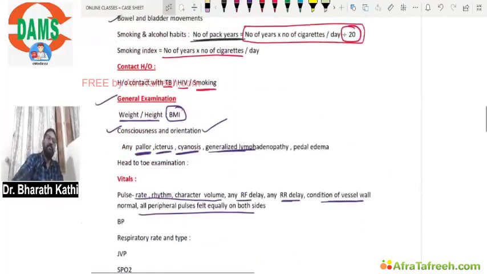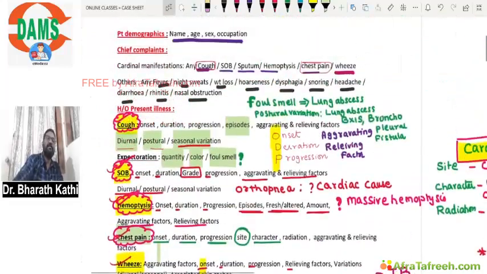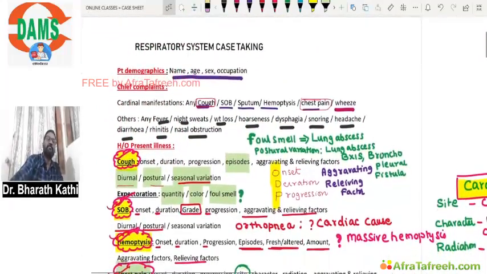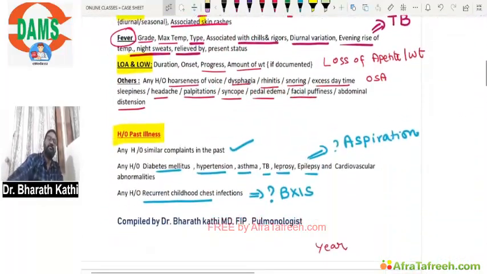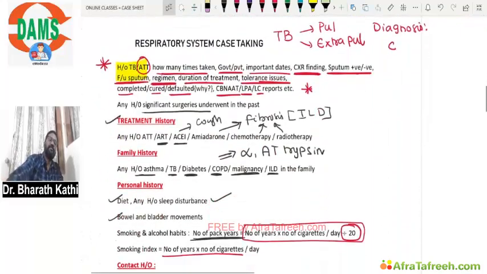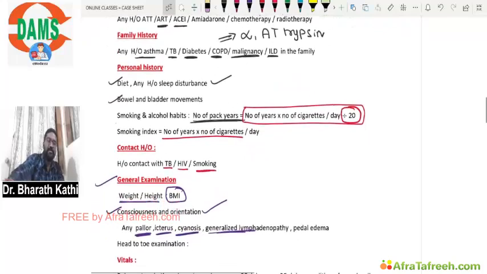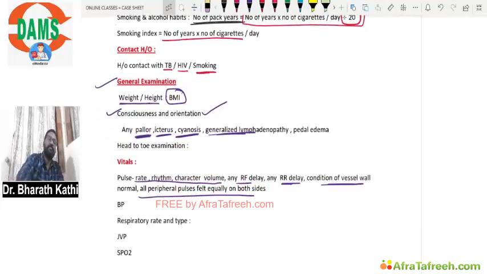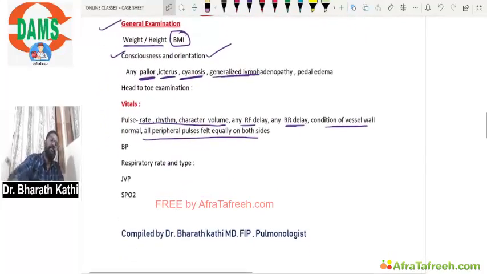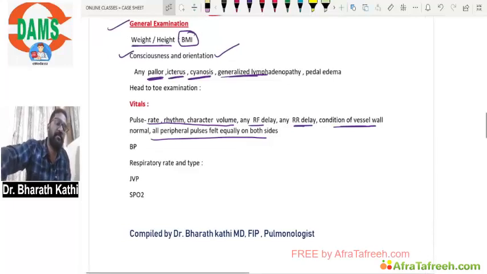So till now we have discussed the basic case taking: patient demographics, chief complaints, history of present illness, history of past illness, treatment history, family history, personal history. Then we have gone through the contact history and general examination, what should be seen. Then vitals, what should be written, and after vitals you can go into the respiratory system examination per se.